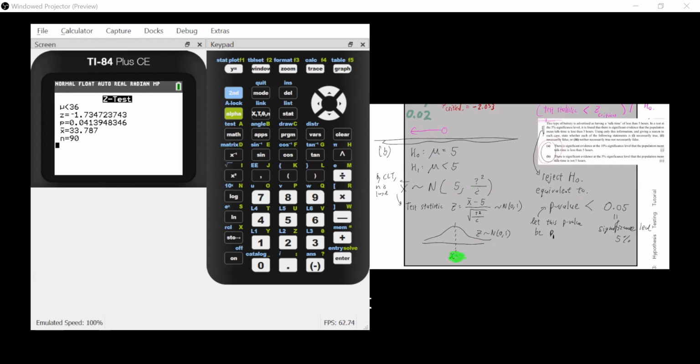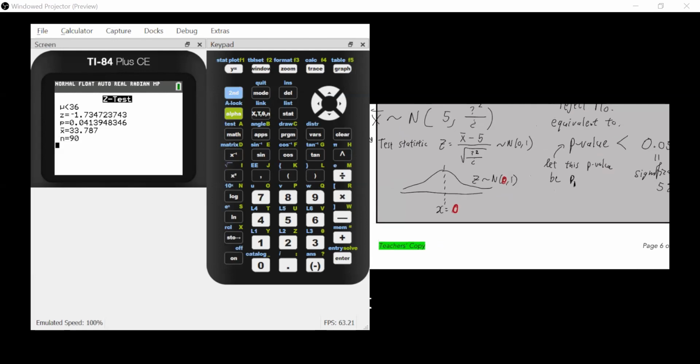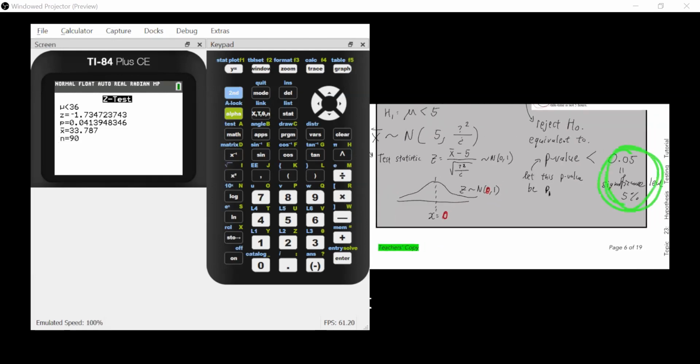Then can you tell me what's the line of symmetry? 0. Very good, it's 0. Okay, so what else? We know that the P value is less than 0.05. So how would the graph look? How do you get the 0.05? From the given significance level. Yes, correct. 5%.